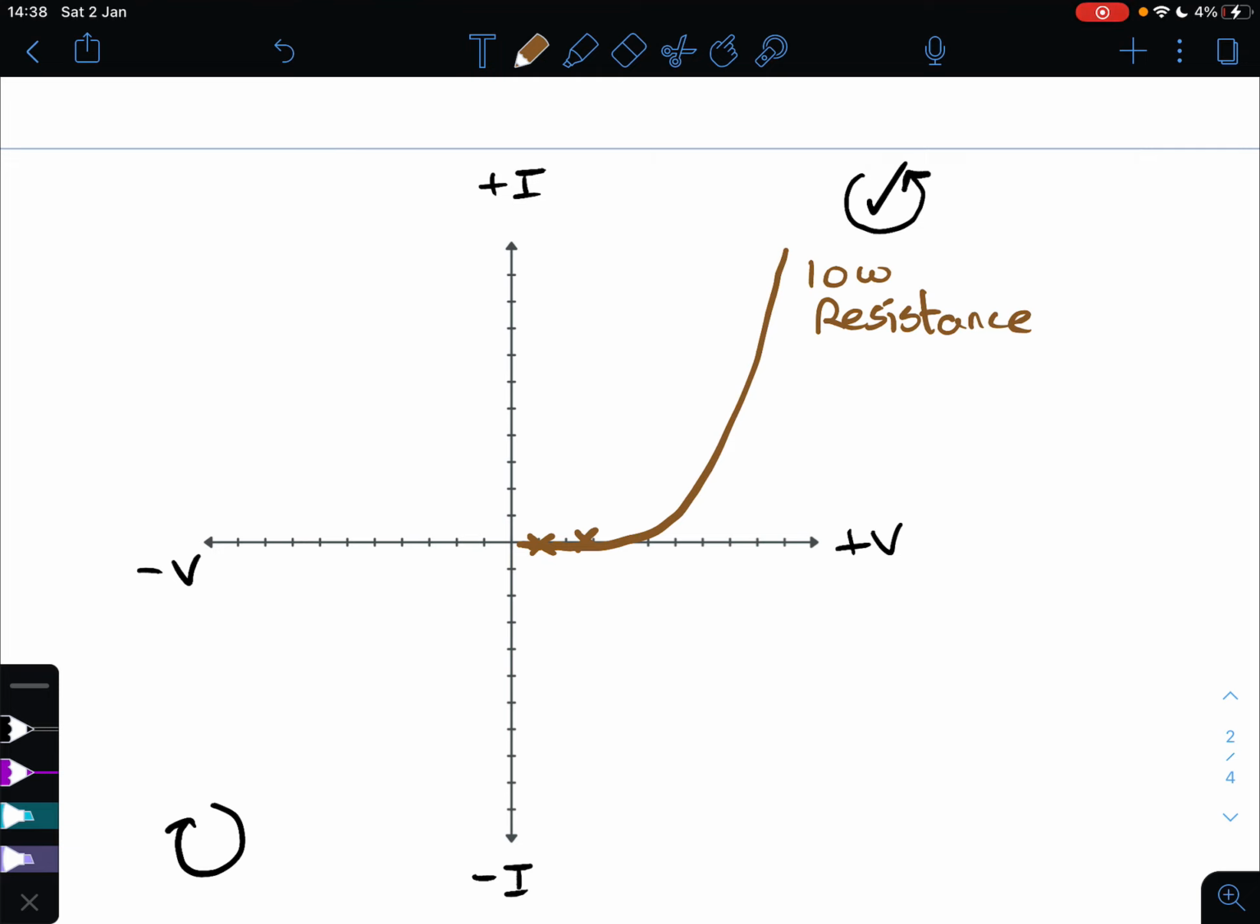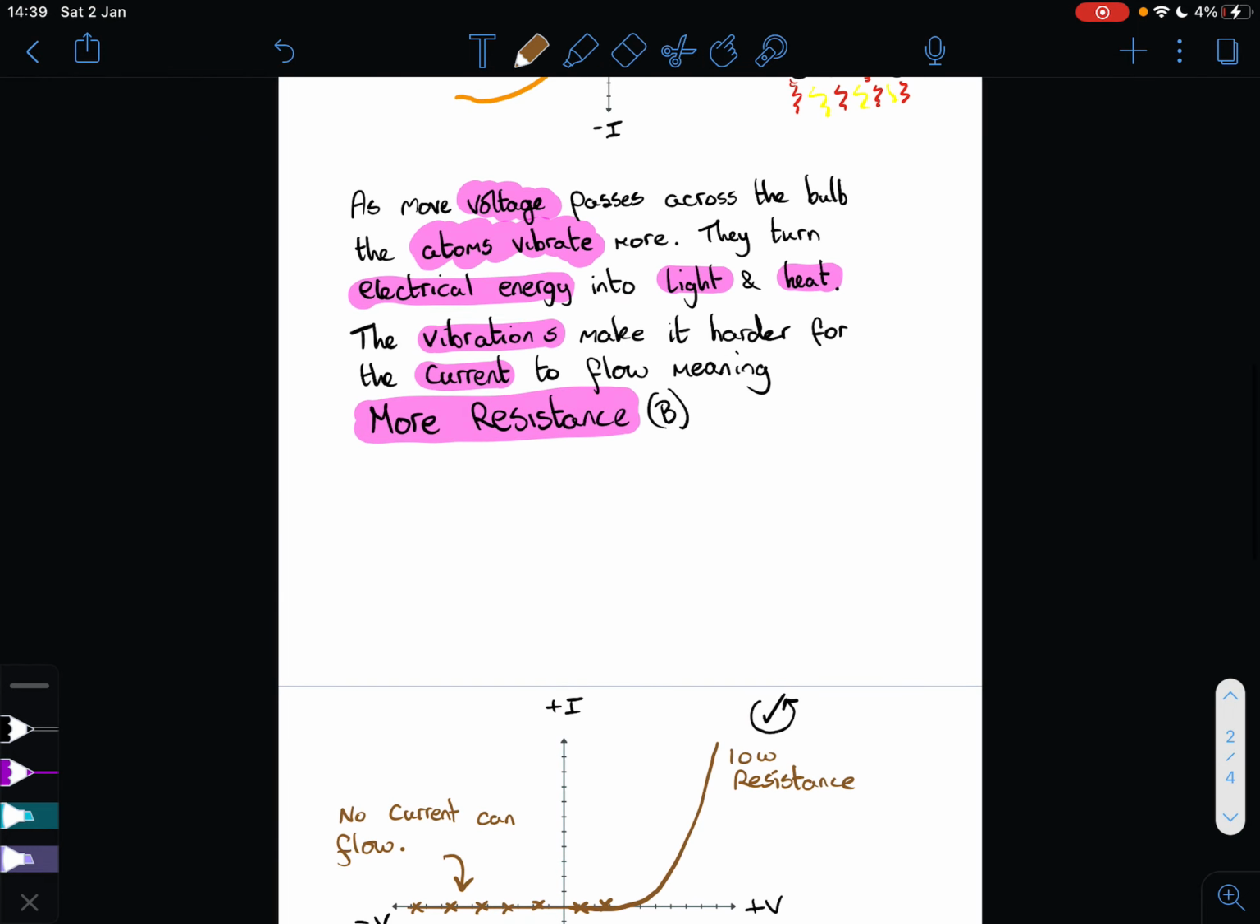But what if we now swap the wires around? We change the polarity. This time, it does not matter how hard you push against the wall, you cannot get through. So you end up with a graph that goes along the axes like so. And here we can label up no current can flow. And we'll label that there. And here we've got low resistance. So that's it. Hopefully you're still with me.